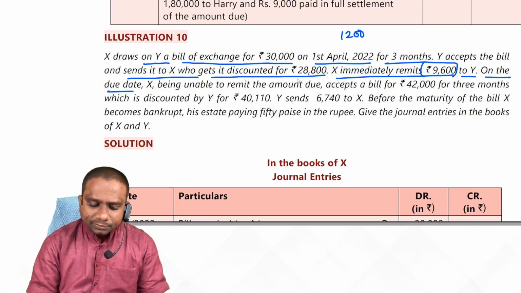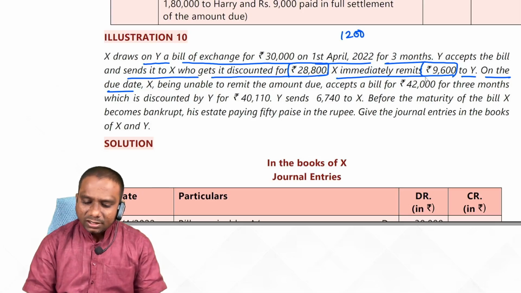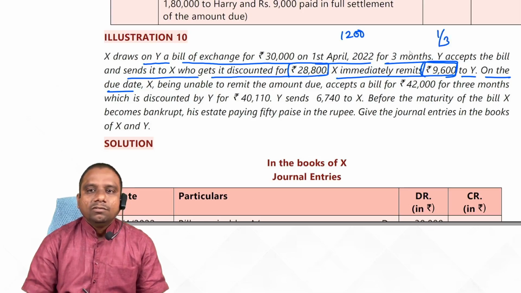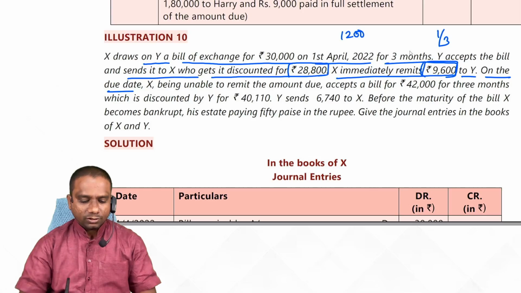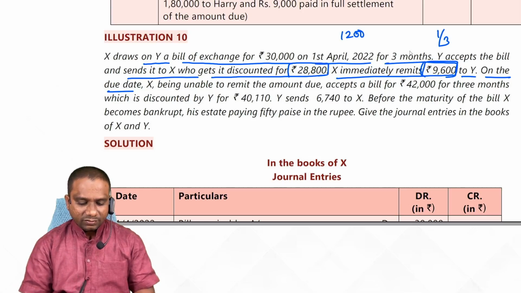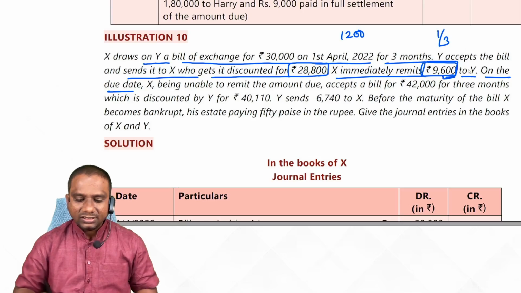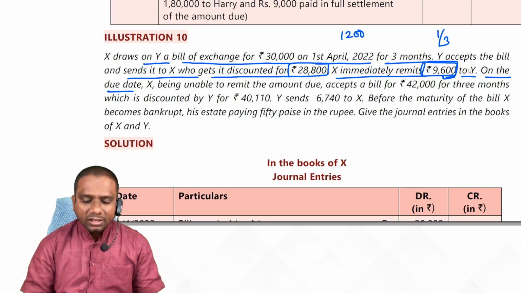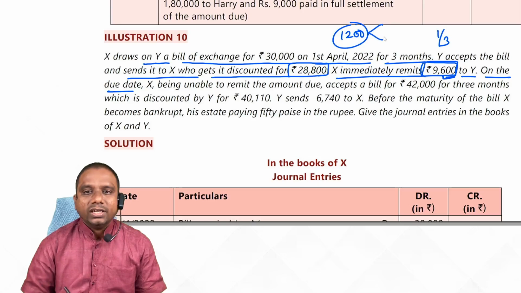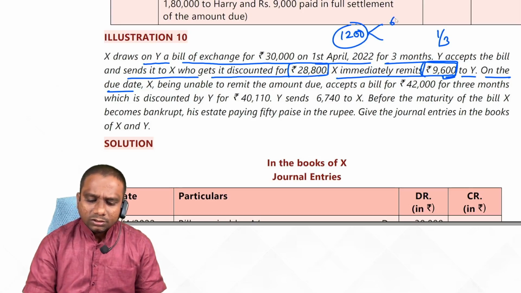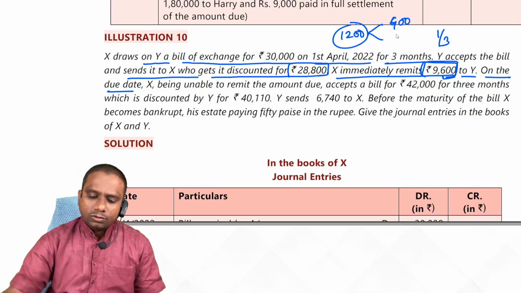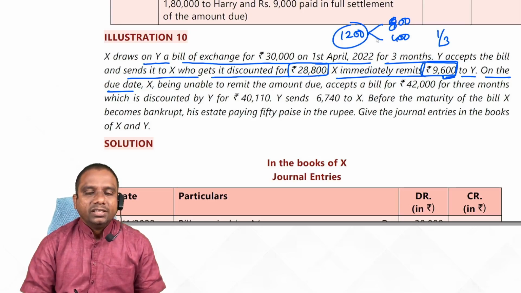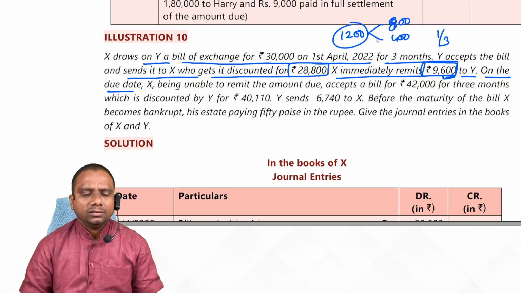Observe, out of the proceeds, he sent 9600. How much percentage is that? One third. One third of the amount he has sent. Yes or no? Observe carefully. 28,800 divided by 3 is 9,600, one third of the amount sent by X to Y. This means the discount is also shared between X and Y, one third and two thirds: 800 and 400. This we can easily calculate. Then what about the second bill?